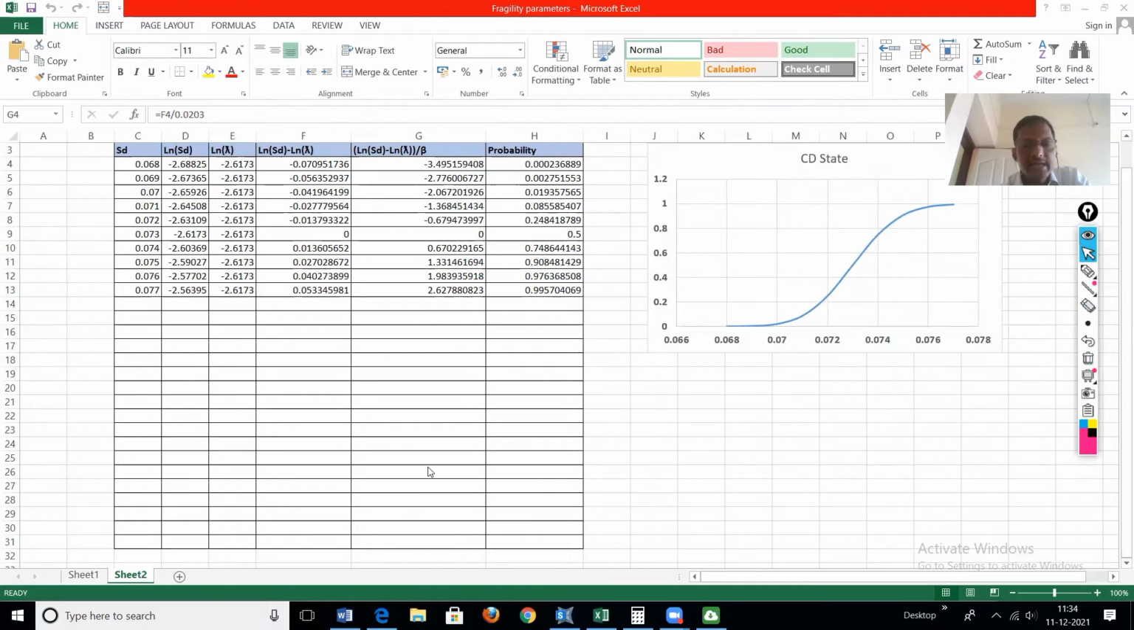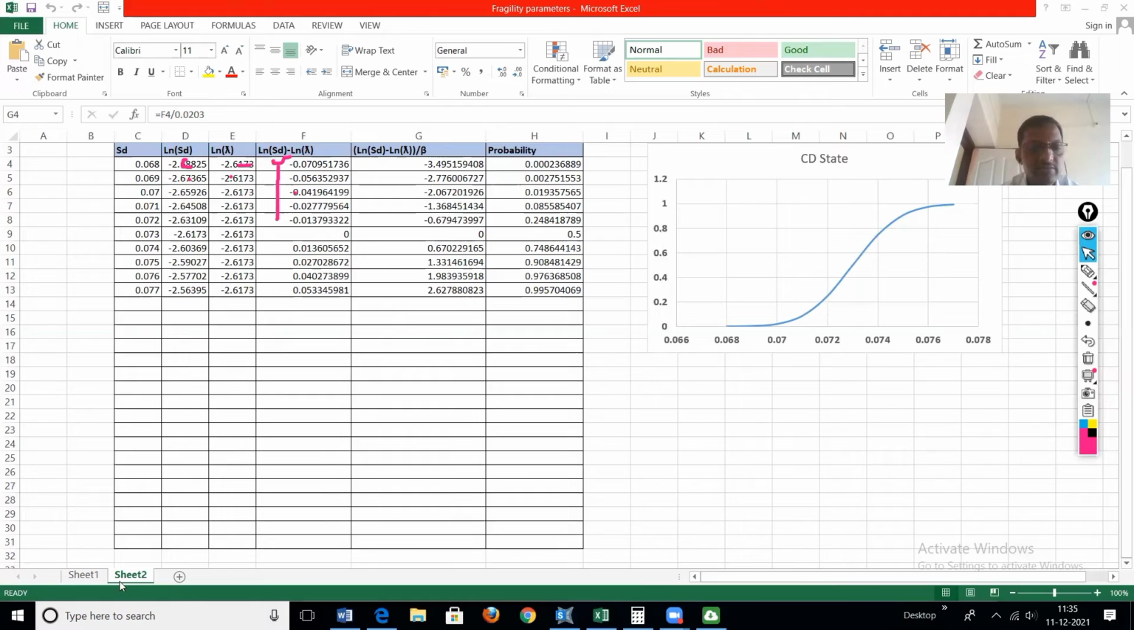Next, in the numerator of the equation, what is there? ln of SD minus ln of lambda. So ln of SD means this, and this particular term minus this term is this answer. Similarly here, this minus this. It is just a part of the calculation. This is column number 4. Then divide this value by beta, because in the fragility curve the whole term is divided by beta.